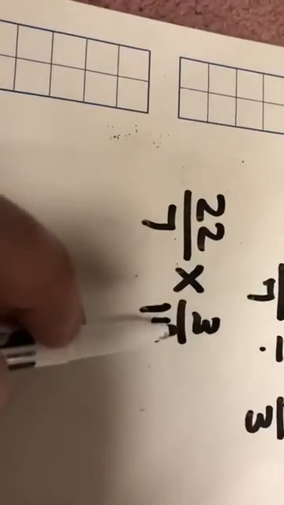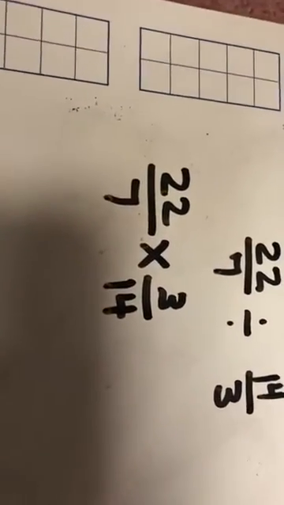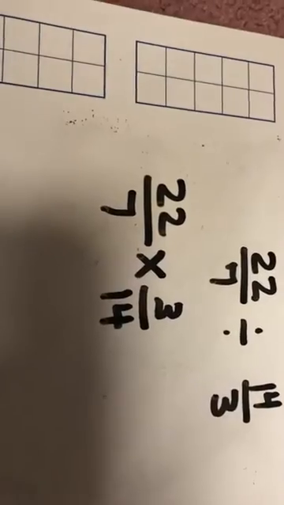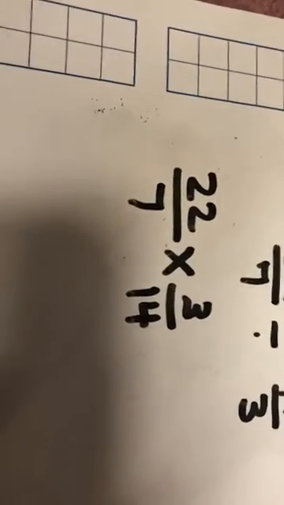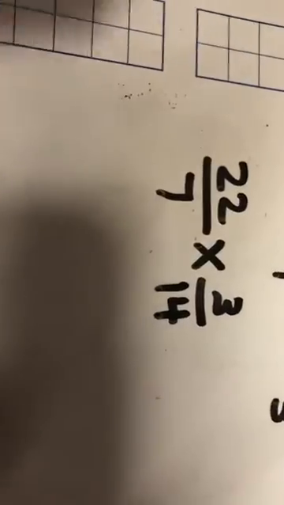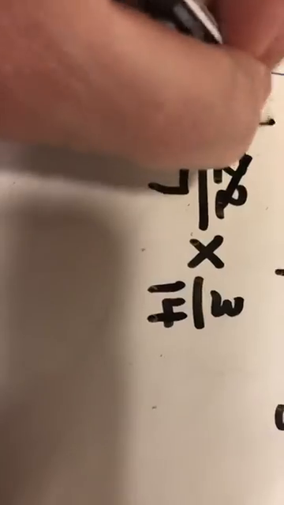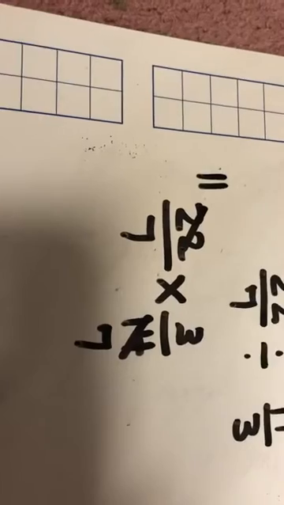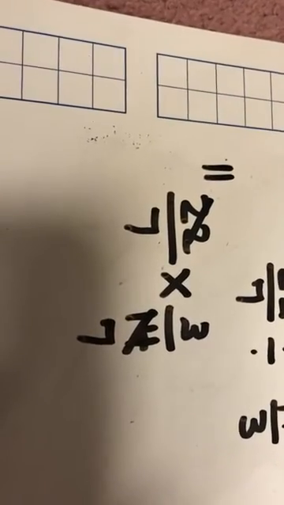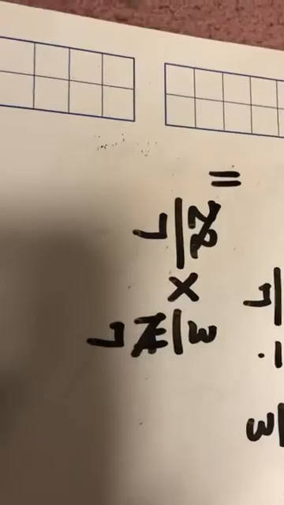So now I think about cross-checking. I look at the 7 and the 3. There's no number besides 1 that can go into both 7 and 3, so I'm going to leave those alone. I look at 22 and 14. I should realize those are both even numbers, so at the very least, they are divisible by 2. So I want to divide them both by 2. 22 divided by 2 is 11. 14 divided by 2 is 7. So now I look at 7 and 11, and I think to myself, okay, I don't think those can be made any smaller. I think that 1 is the only number that can go into both of them.